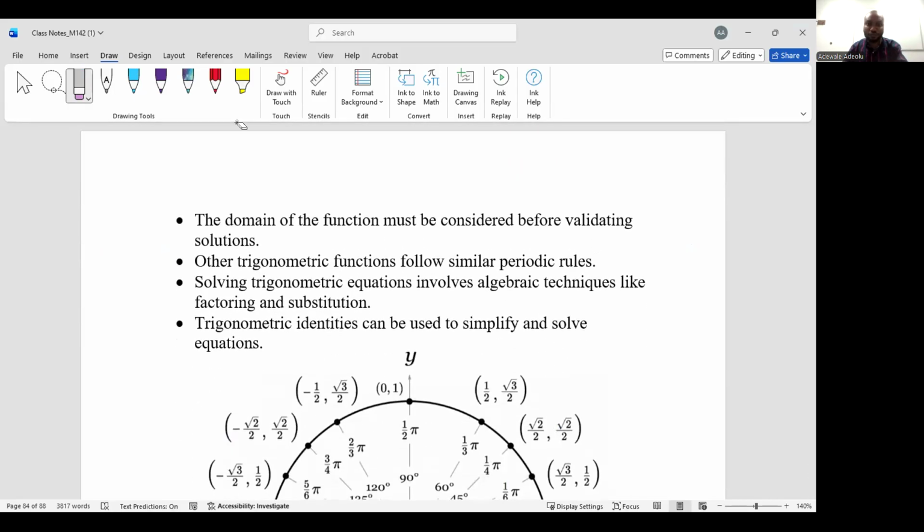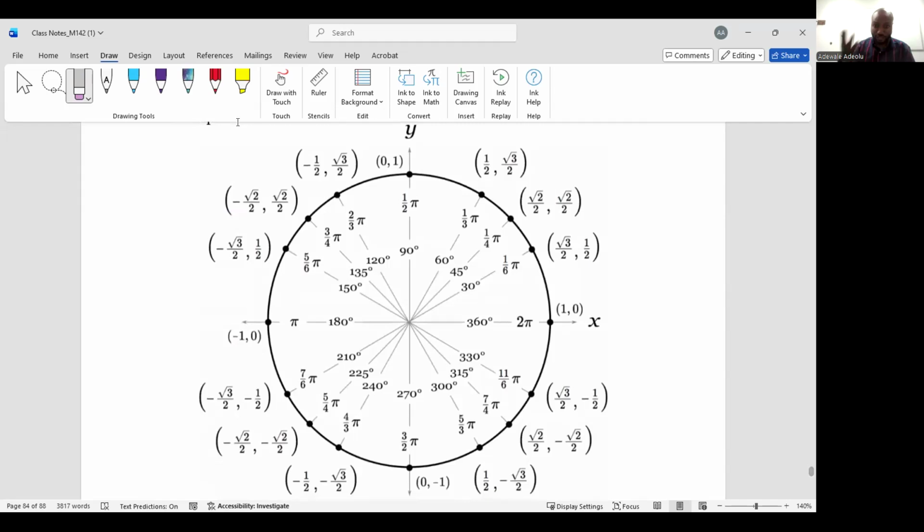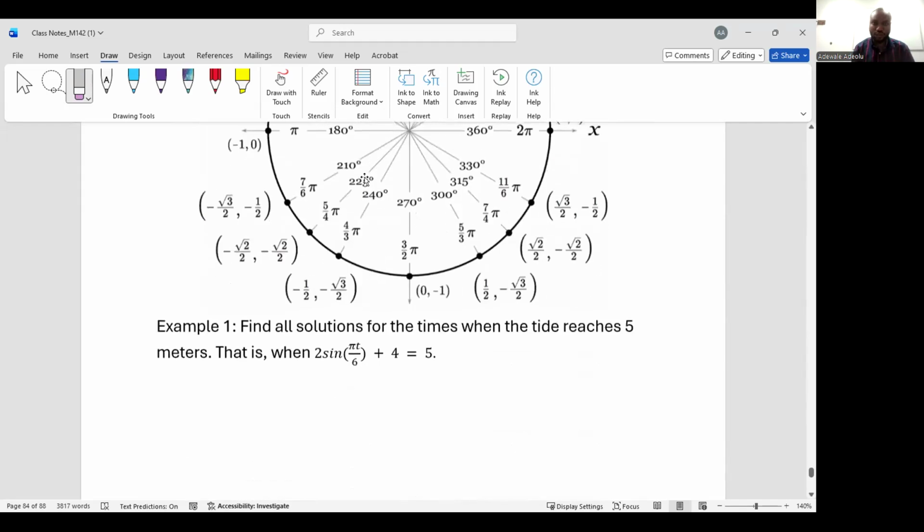The domain of the function must be considered before validating solutions. Other trig functions follow similar periodic rules. Solving trigonometric equations involves algebraic techniques like factoring and substitution. Yes, just like we would do when dealing with algebra. And trig identities can be used to simplify and solve equations. And the unit circle again would be of great use in our work.